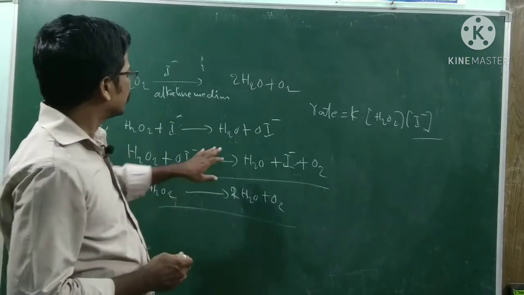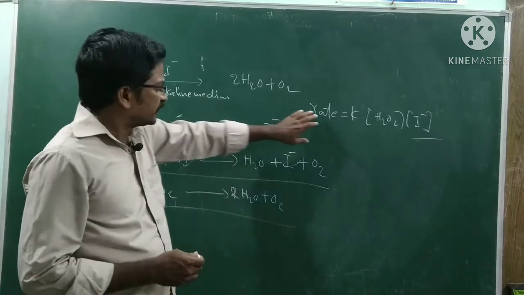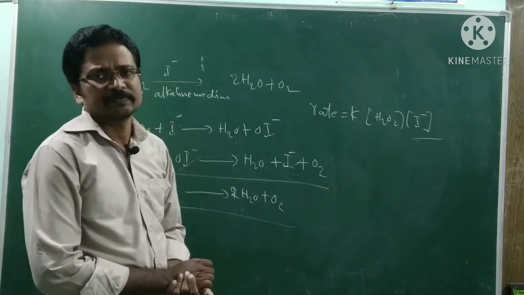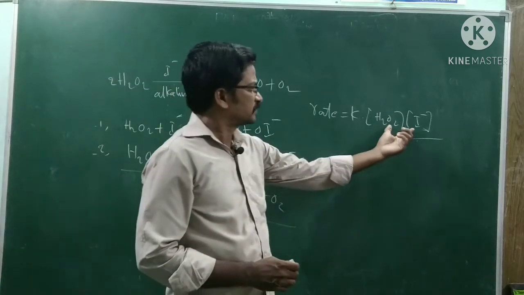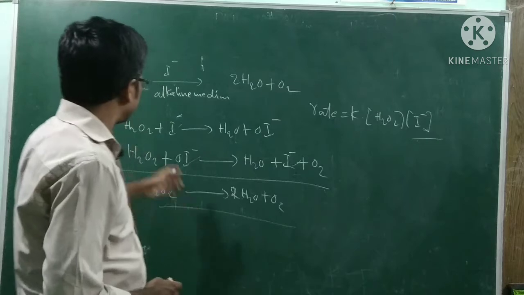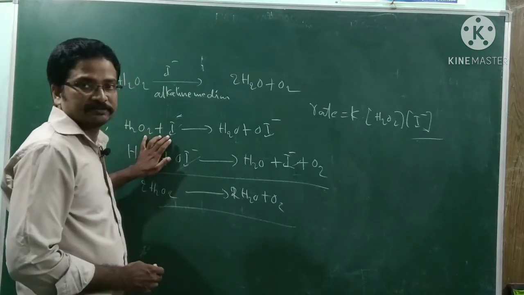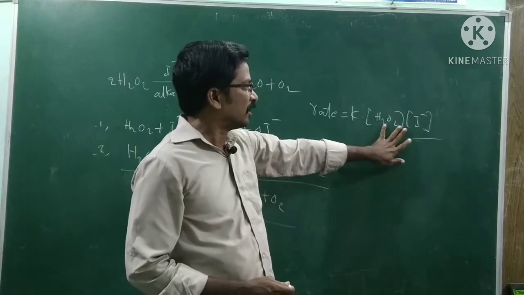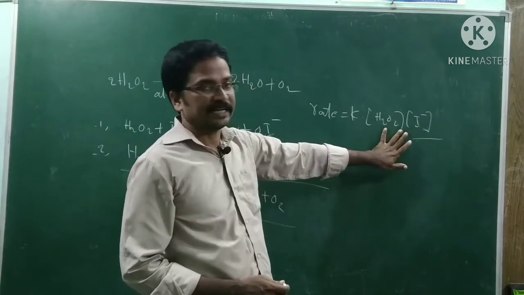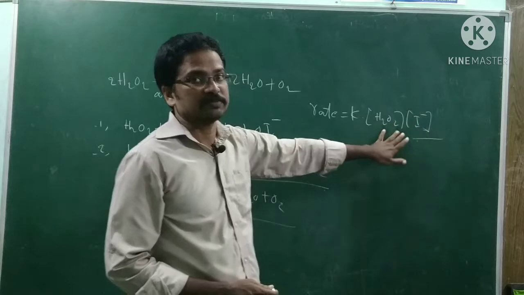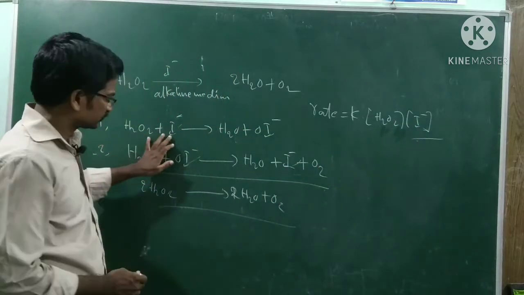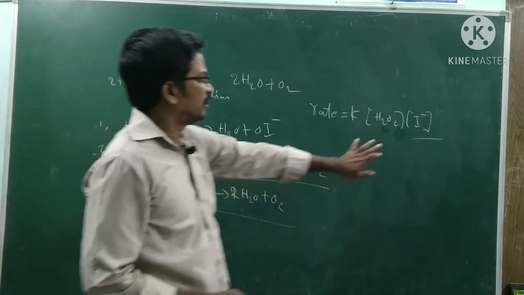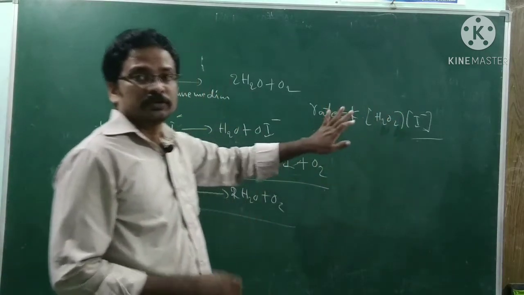Next, here they also mentioned rate is equal to K into [H2O2] [I-]. These two reactant terms are present in the first equation. In the rate law, they have given these two reactant terms, and they are present in equation first one. They are mentioned here.